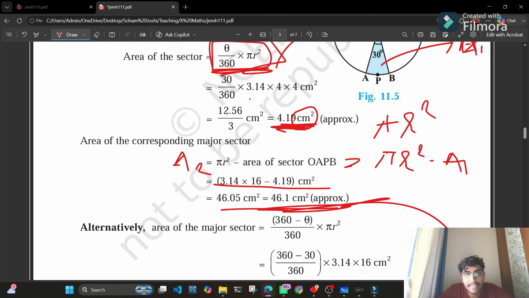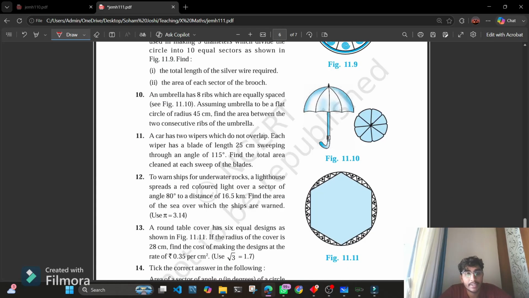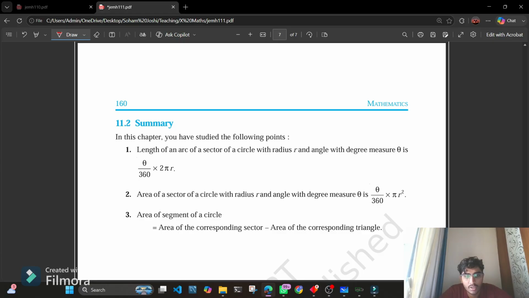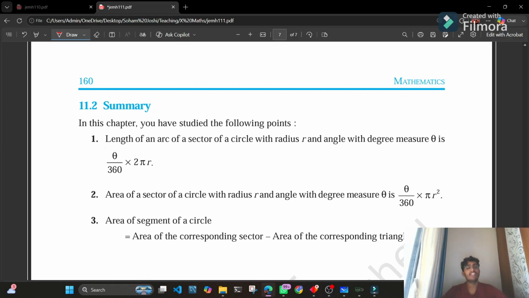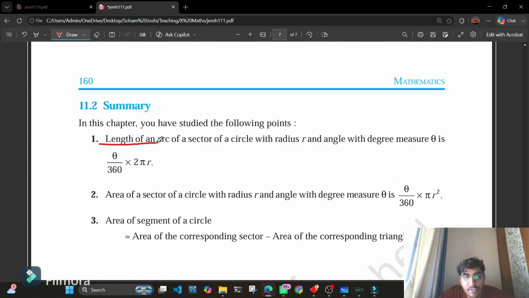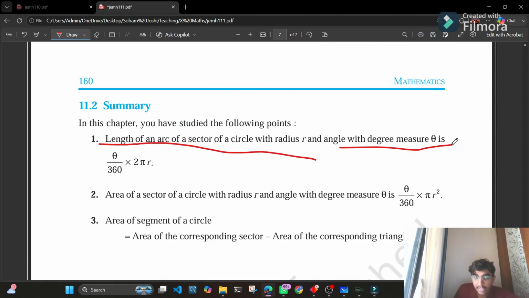So I hope that this is clear, how we are going to calculate the areas of the circle. So we are done with this chapter. I'll just quickly summarize what we have learned. So we have studied the following points: the length of an arc of a sector of a circle with radius r and angle with degree measure theta is theta by 360 into 2 pi r.